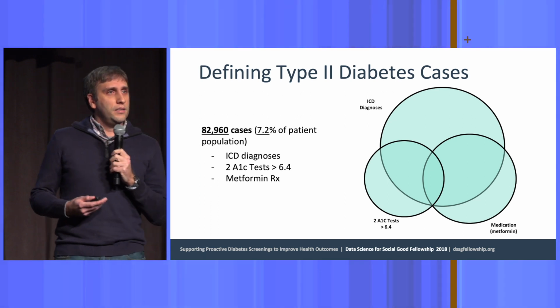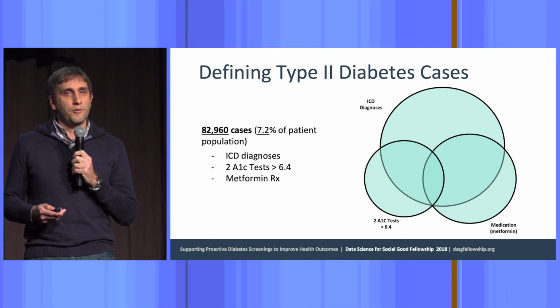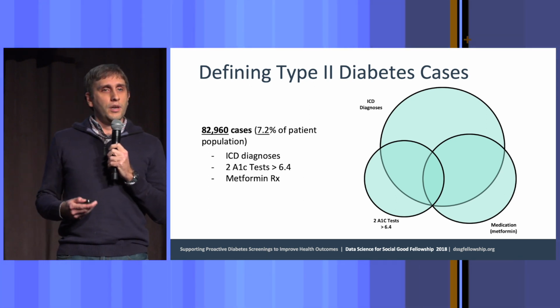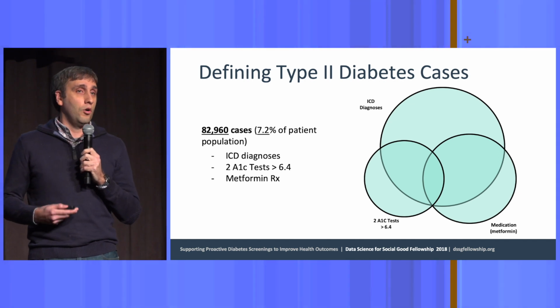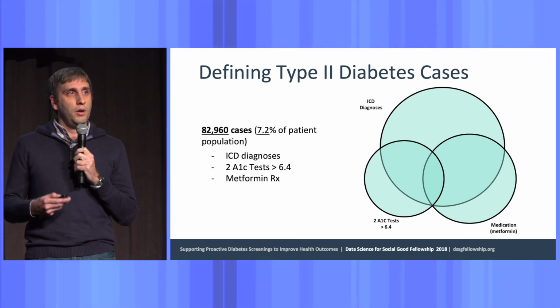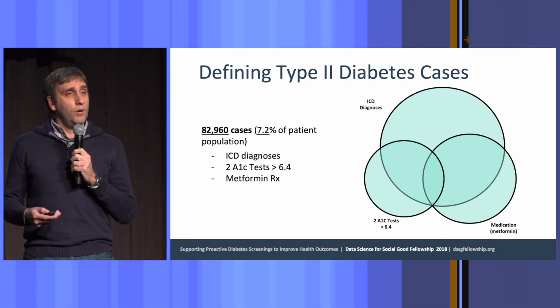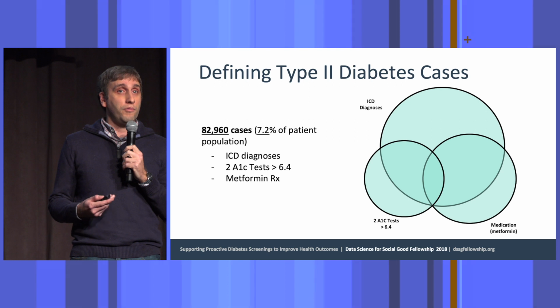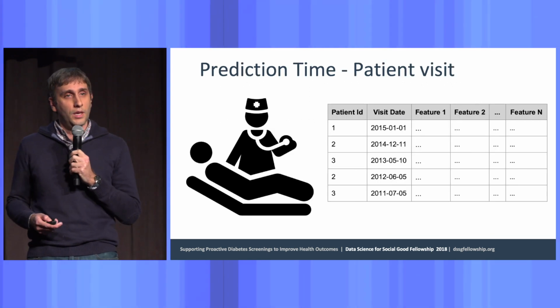We identify cases of type 2 diabetes by looking at the following information in the patient record. If the person had a diagnosis with the ICD code of diabetes, or if the person had an A1C test, which is a blood test, greater than 6.4, or if the person had a prescription of metformin, which is a medication used in cases of type 2 diabetes.